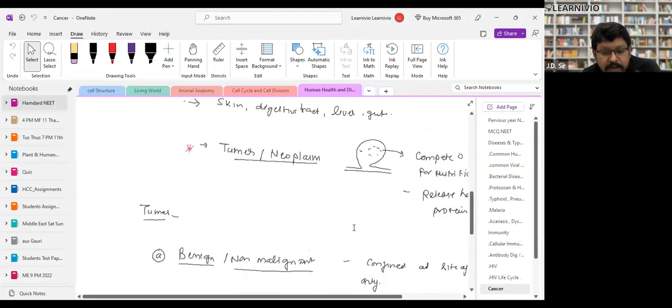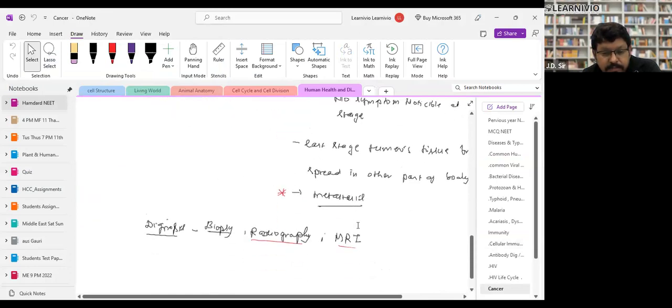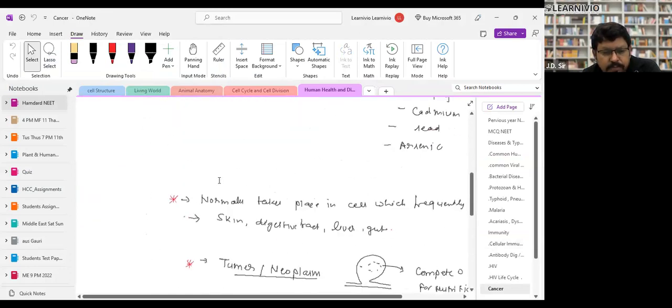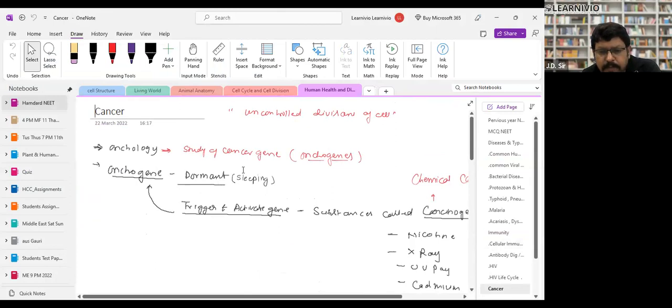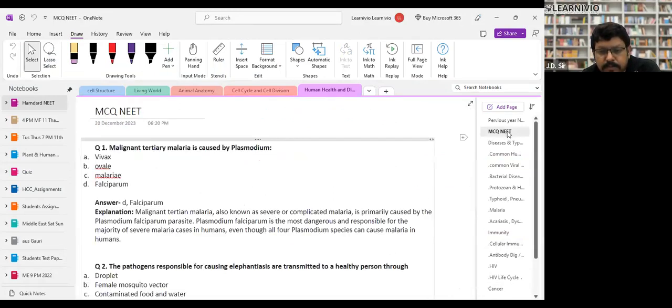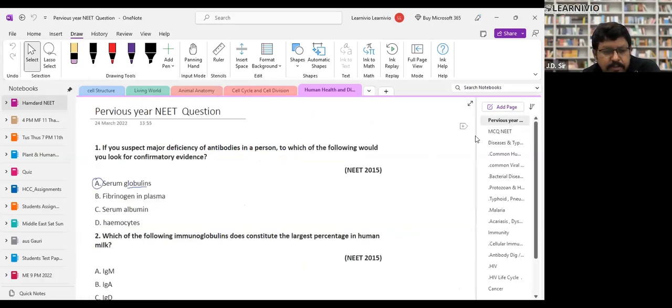Cancer cell, right? Cancer life stage. I think it should be clear to you. Type of cancer, right? That, remember. And then let's do some previous year questions. Look, these are some sample questions.